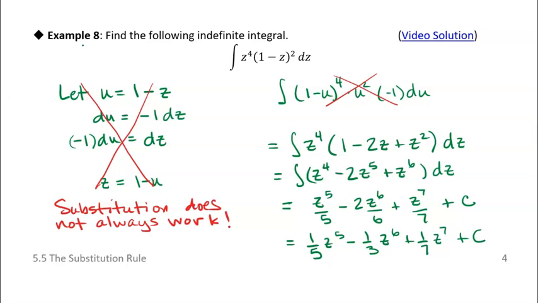All right, so the point of this one was to just remind you that substitution doesn't always work.